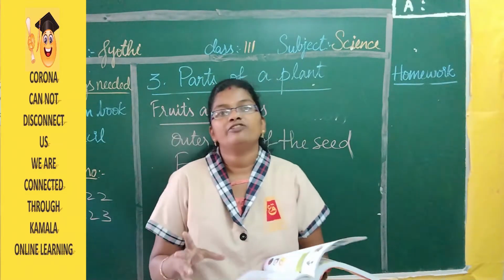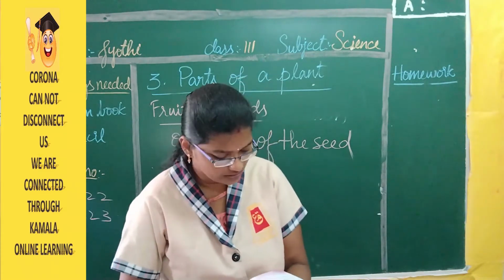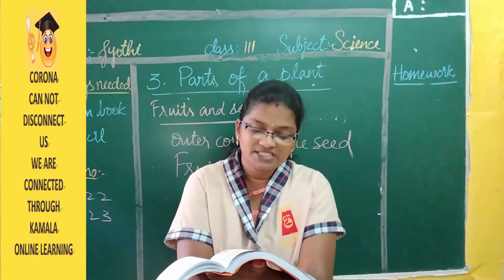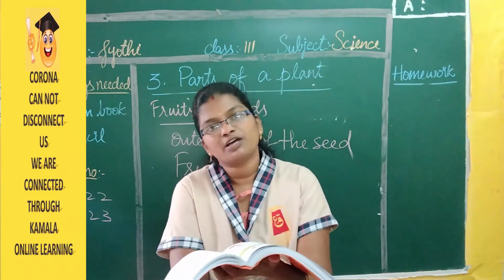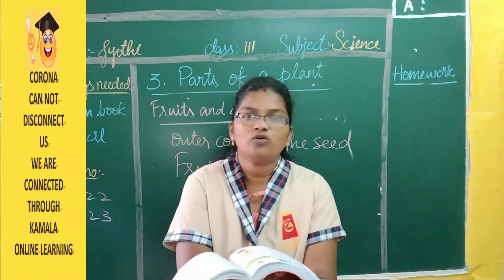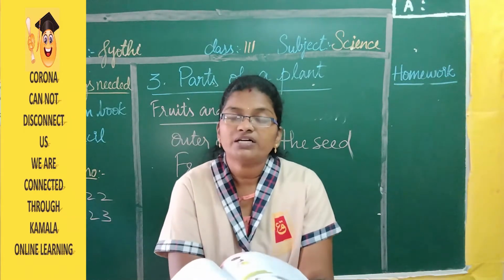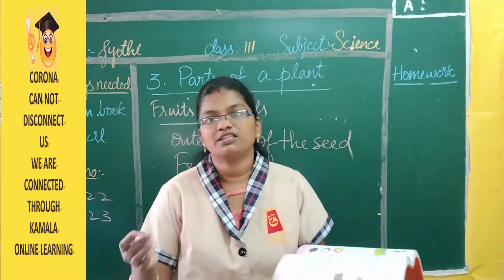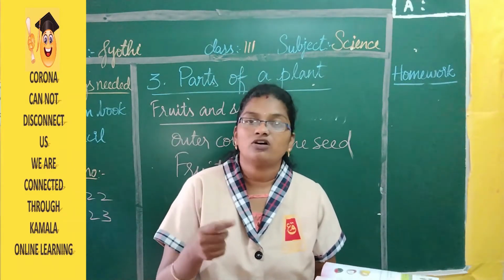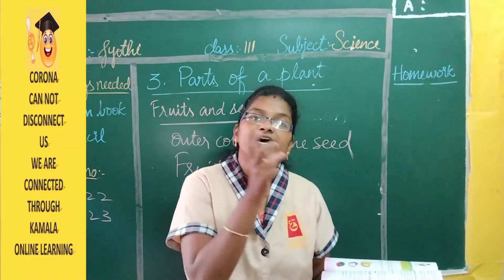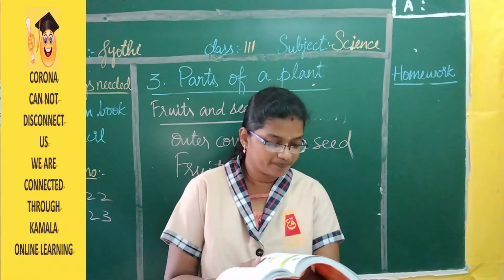So the seeds are of different sizes and shapes and even colors also. Some seeds are protected by the fruit, like mango, apple, guava. Then you can see the strawberry is there. The strawberry is not protected, because for strawberry the seeds are external, that is, the seeds will be outside the fruit.